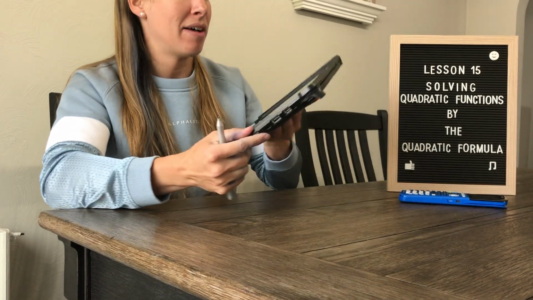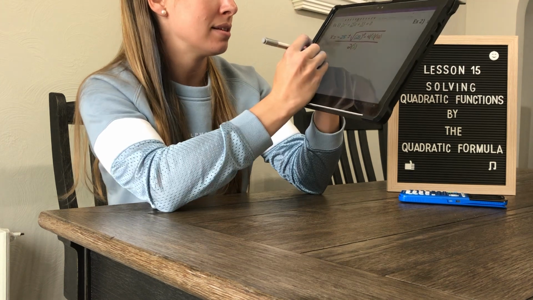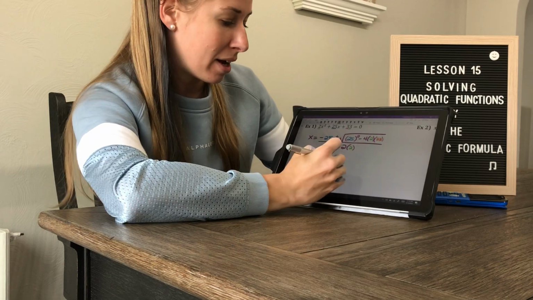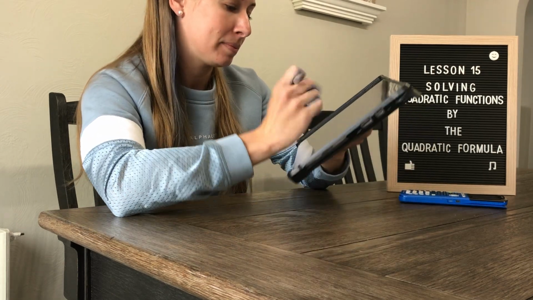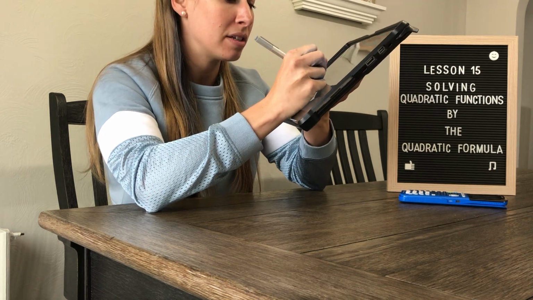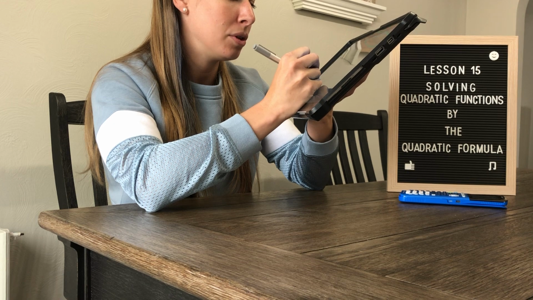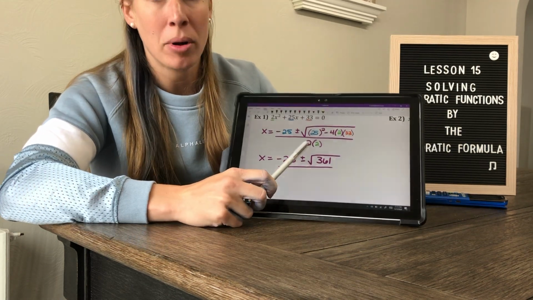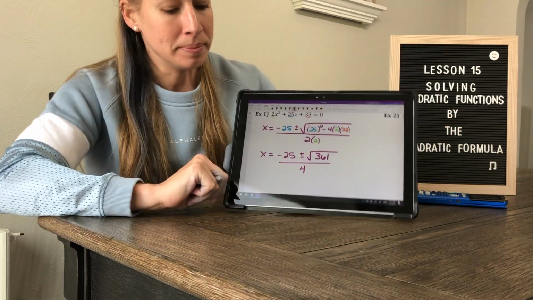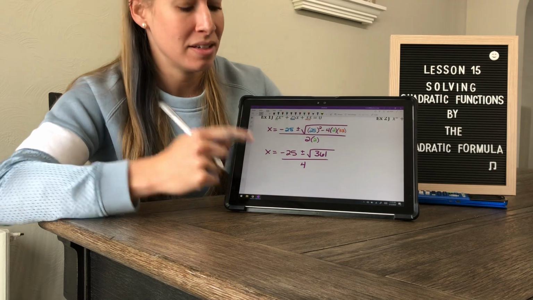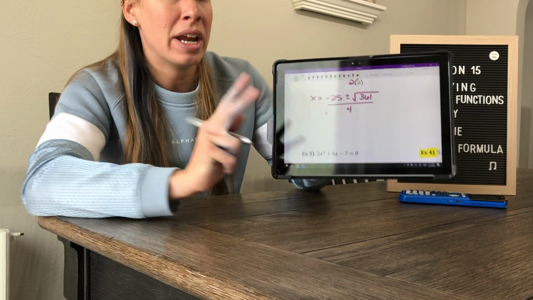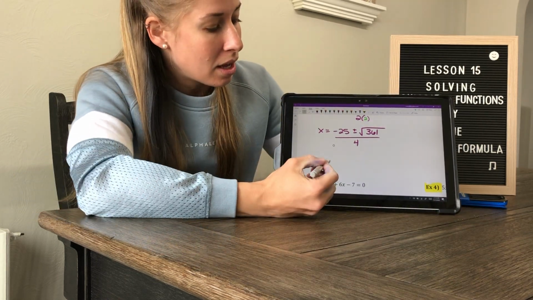So we have x equals negative 25 plus or minus the square root of 361 all over 2a. You can also simplify that 2a part in this step if you would like. 2 times 2 is 4. All right, so from this point, what I would recommend doing is creating 2 separate answers.